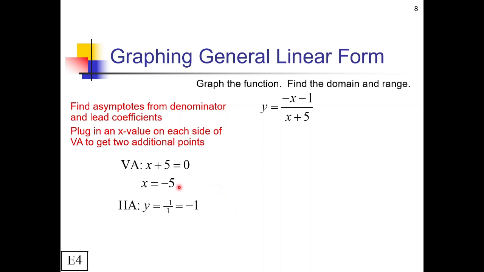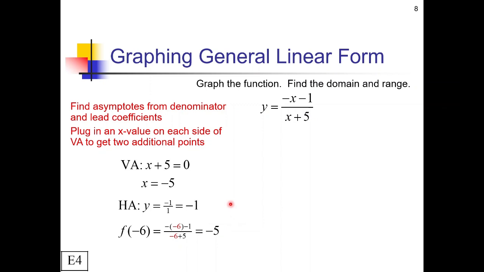All right, for my first point, I'm going to plug in something a little bit to the left of this at negative 6. So if I plug negative 6 into this function, I've got negative 6 minus 1, so that's negative 7... over negative 1, which reduces to negative 5. And feel free to do this on Desmos if you want to be extra careful about the number crunching here.